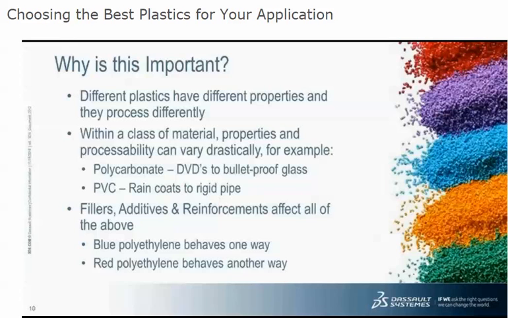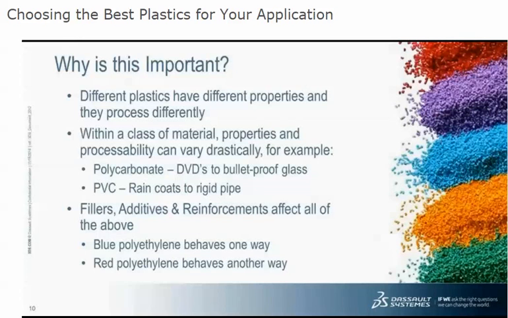Take a material like PVC, polyvinyl chloride. That can be used to make a very flexible rain jacket to very rigid PVC pipe. Now, we add fillers, additives, reinforcements on top of all of that. They affect all of those. Take the same plastic and make it two different colors, I can get very different materials. So blue polyethylene, for example, may behave very differently from red polyethylene. And that's just due to the nature of the colorant that gets added to the material.